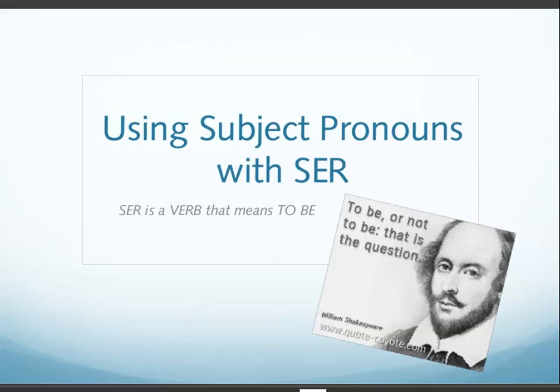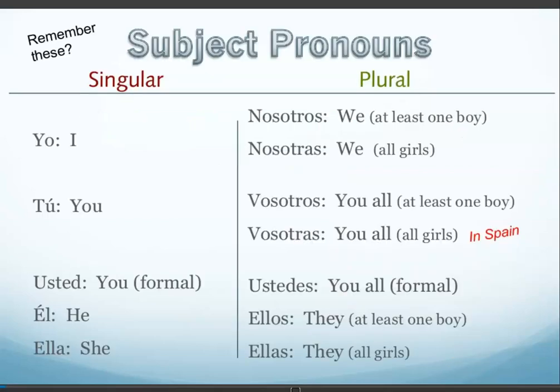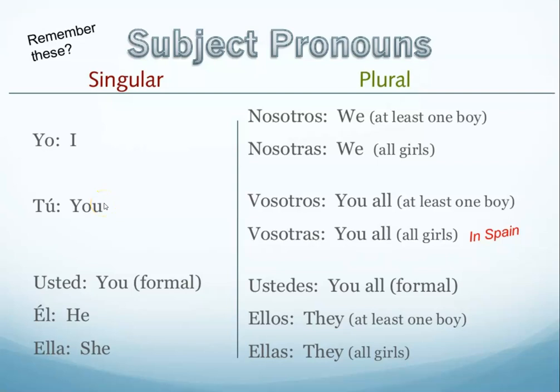We're going to use subject pronouns with ser. Please remember and learn that ser is a verb that means to be. For your subject pronouns, remember these. We have yo, which is I. Tú, you. Remember that tú is familiar, with someone that is a friend of yours or that you are familiar with. Usted is you, formal, someone that's an adult or needs respect.